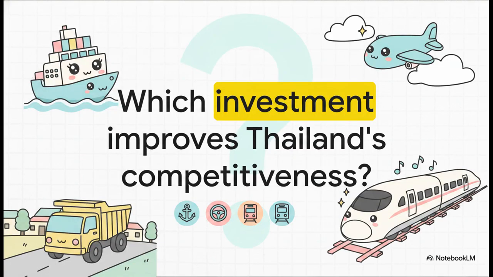Before we finish, I want to leave you with a bit of a challenge. I have 3 reflection questions for you to ponder. First, which single infrastructure investment do you think would most improve Thailand's trade competitiveness? Second, how would that specific choice affect the local businesses on the ground? And third, what kind of environmental constraints might they run into while building it? Have a really good think about those.